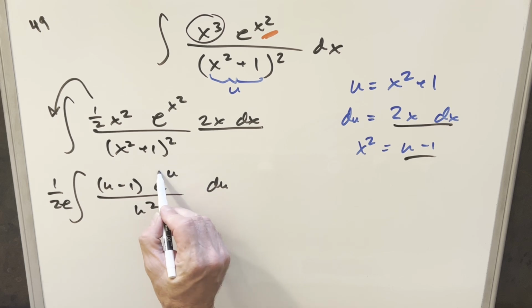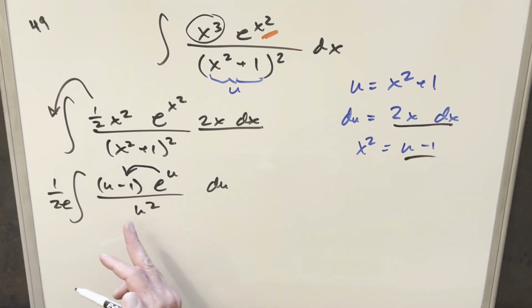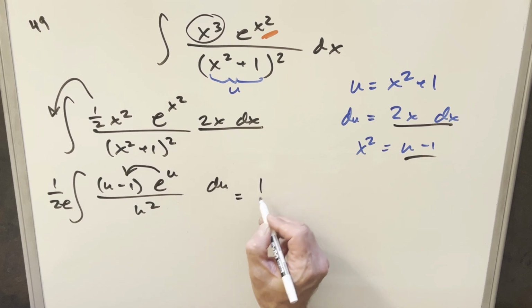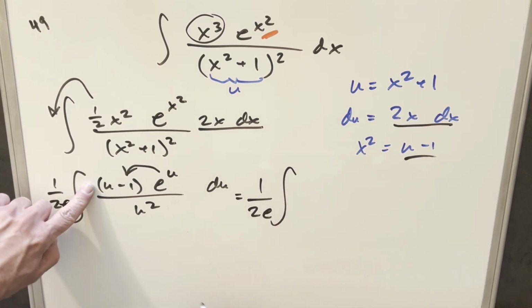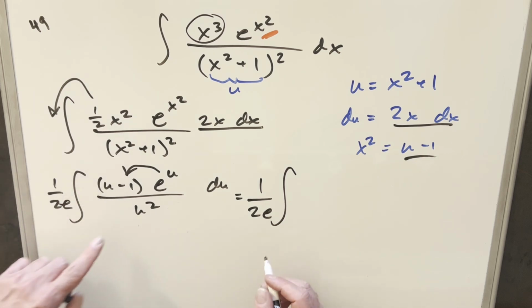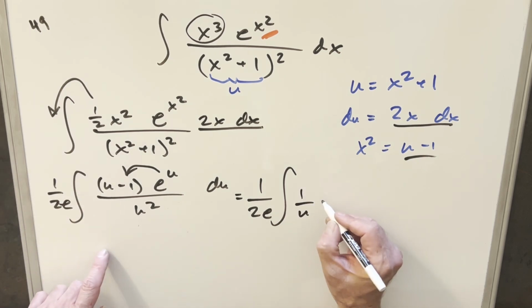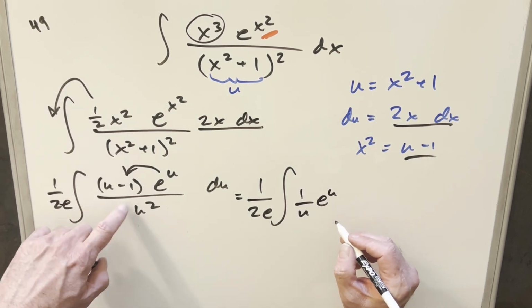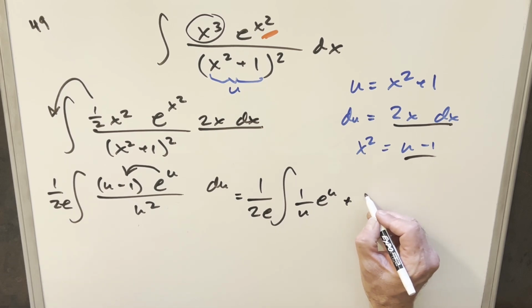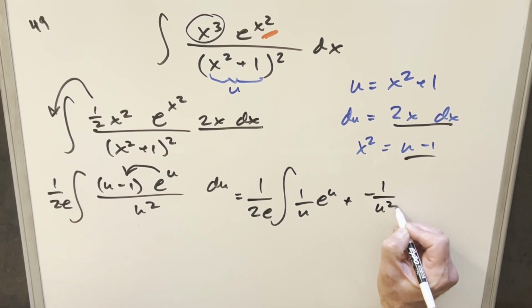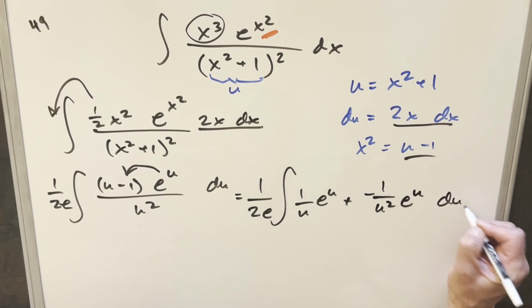And now let's distribute in the e to the u, and then split it into two fractions on the minus sign. We'll still have the same constant value out front. For the first part, we have u over u squared, so I'm going to write that as 1 over u times e to the u, then split on the minus sign. But I'm going to write it a little differently: plus minus 1 over u squared e to the u du.